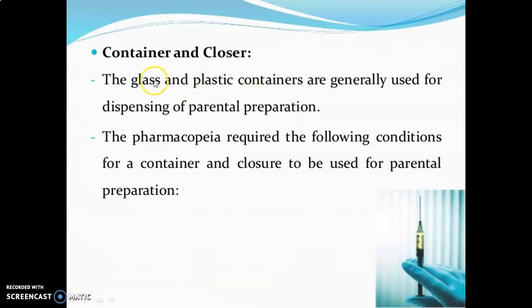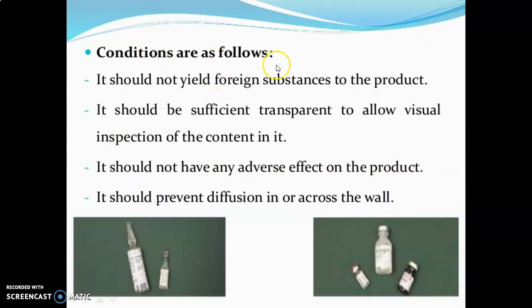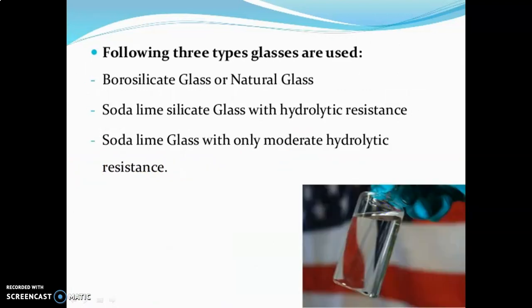Container and closure. For parenterals, glass and plastic containers are generally used for dispensing of parenteral preparation. The pharmacopoeia requires the following conditions for a container and closure to be used for parenteral preparation. It should not yield foreign substance to the product. It should be sufficiently transparent to allow visual inspection of the content in it. It should not have any adverse effect on the product. It should prevent the diffusion in or across the wall.